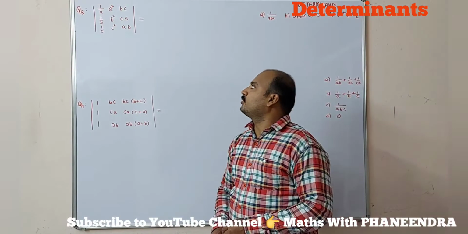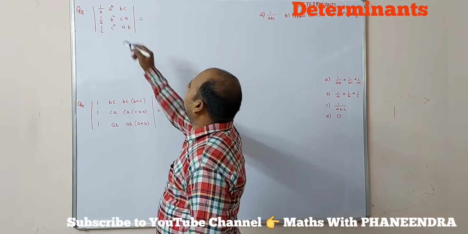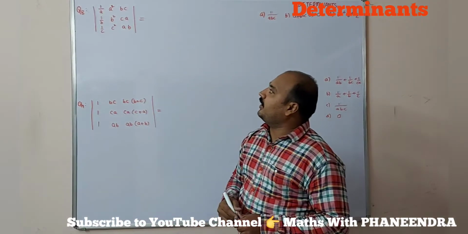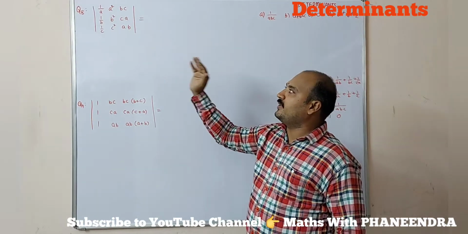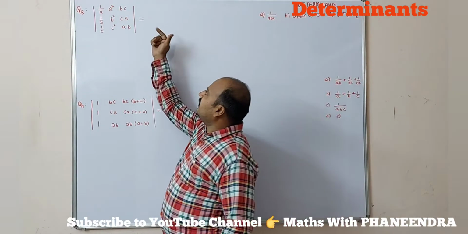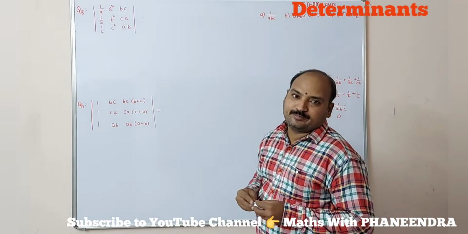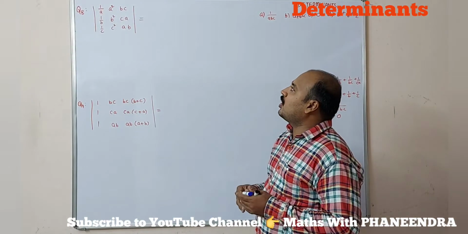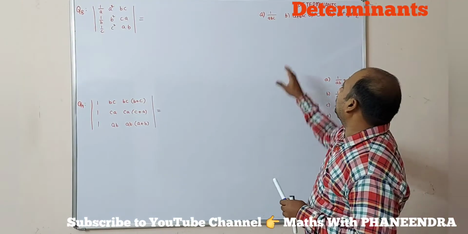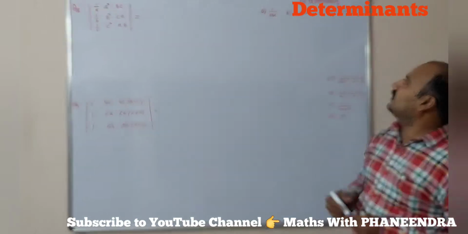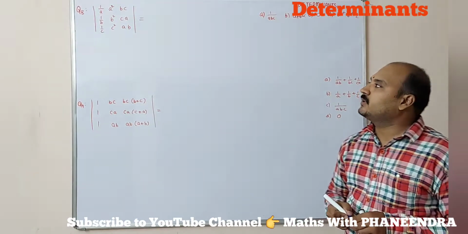The next question, question number 8. Determinant of 1 by A, 1 by B, 1 by C in the first column; second column A square, B square, C square; third column BC, CA, AB, which is equal to what? How to do this type of problem? They are giving the options as 1 by ABC, A plus B plus C, 0, 1 by A plus 1 by B plus 1 by C.